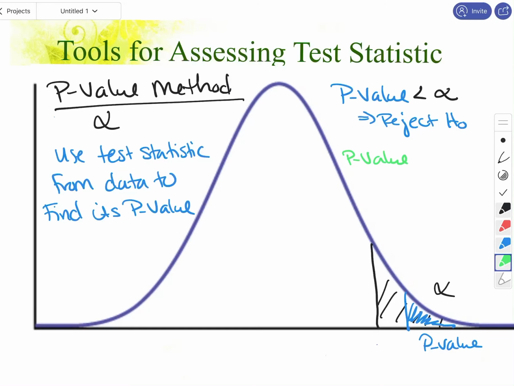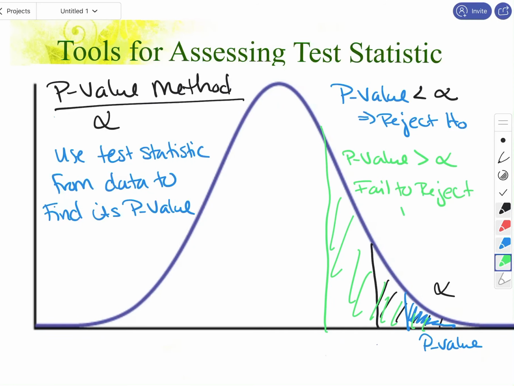On the other hand, if the p-value is greater than your significance level, then you have some part of it that is outside of the critical region, then you would fail to reject.